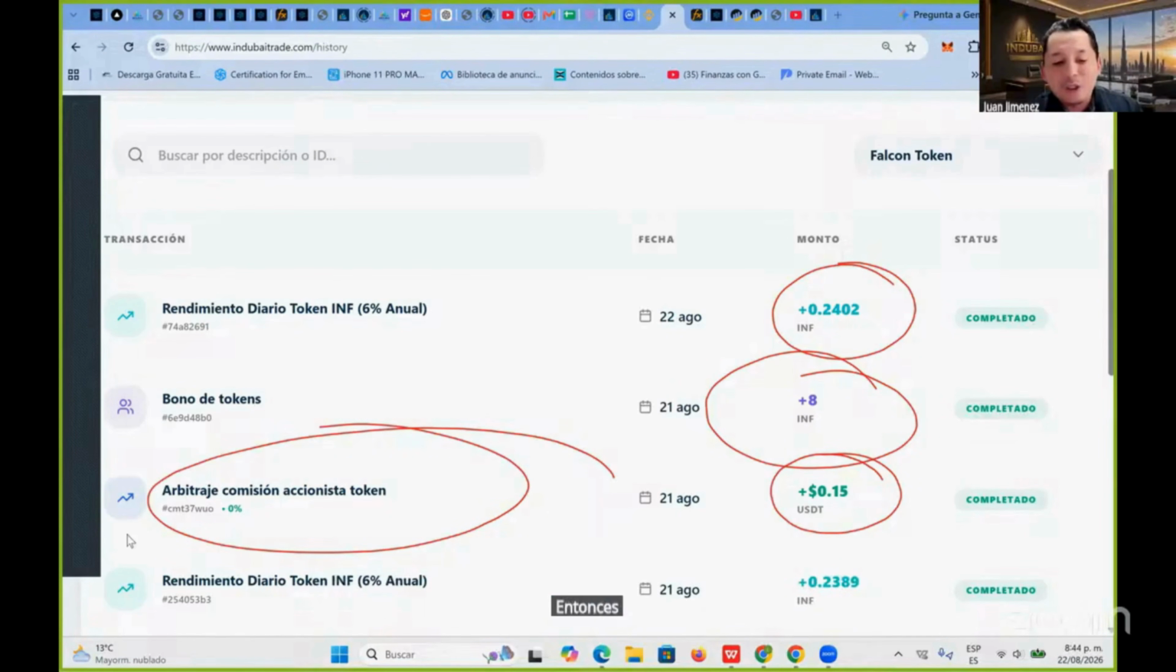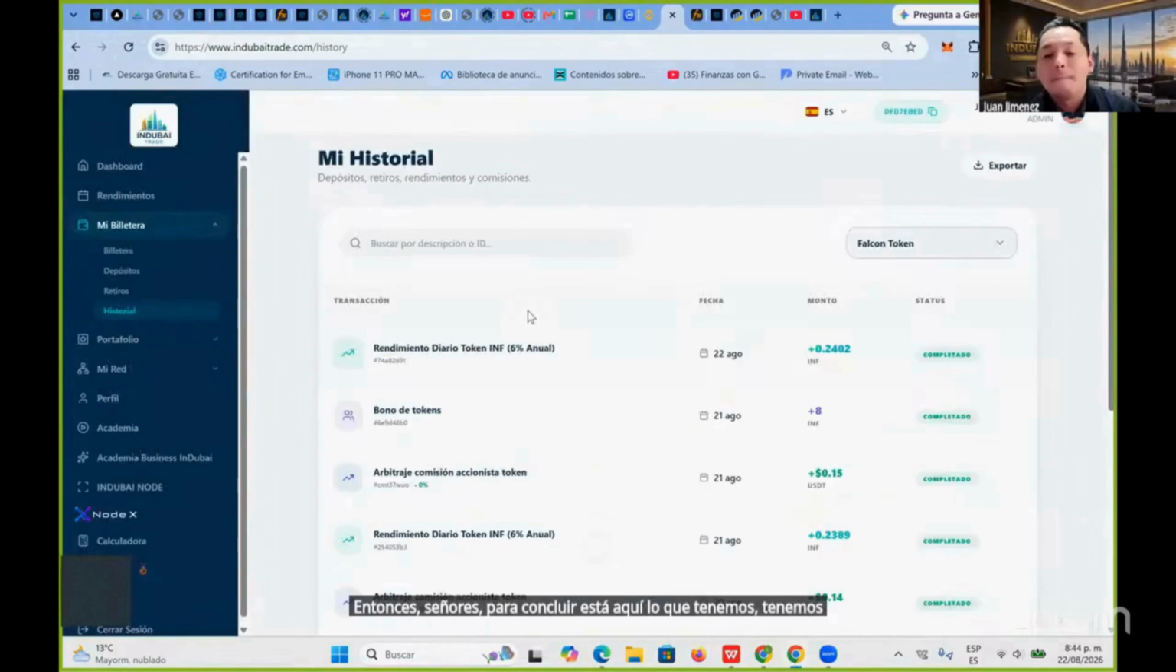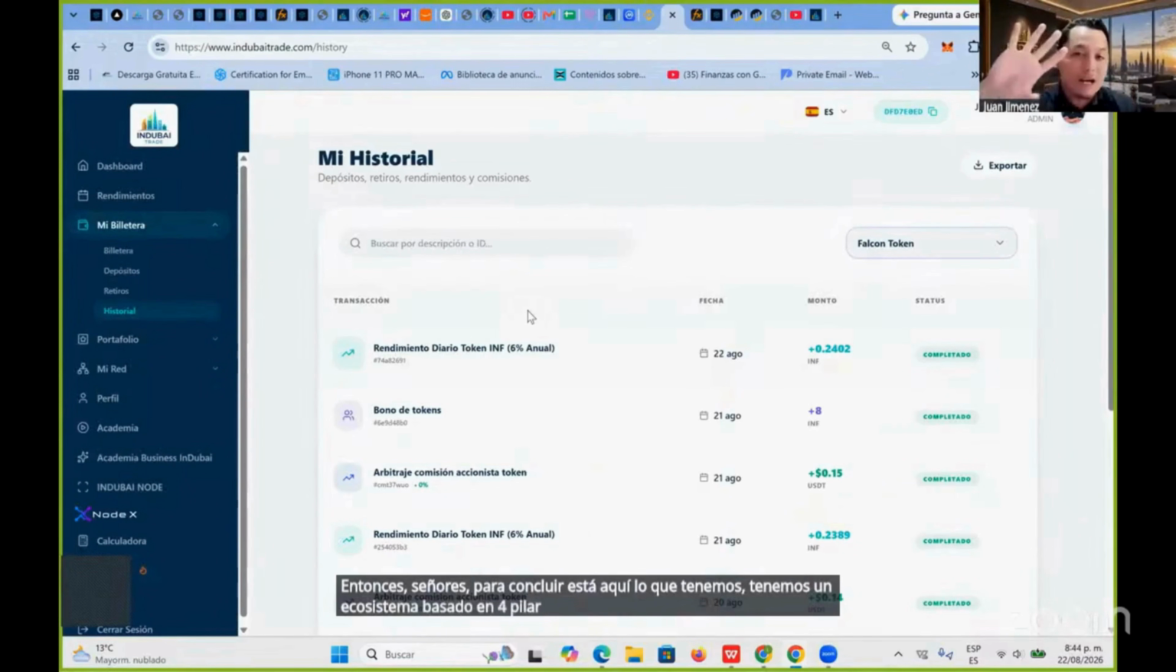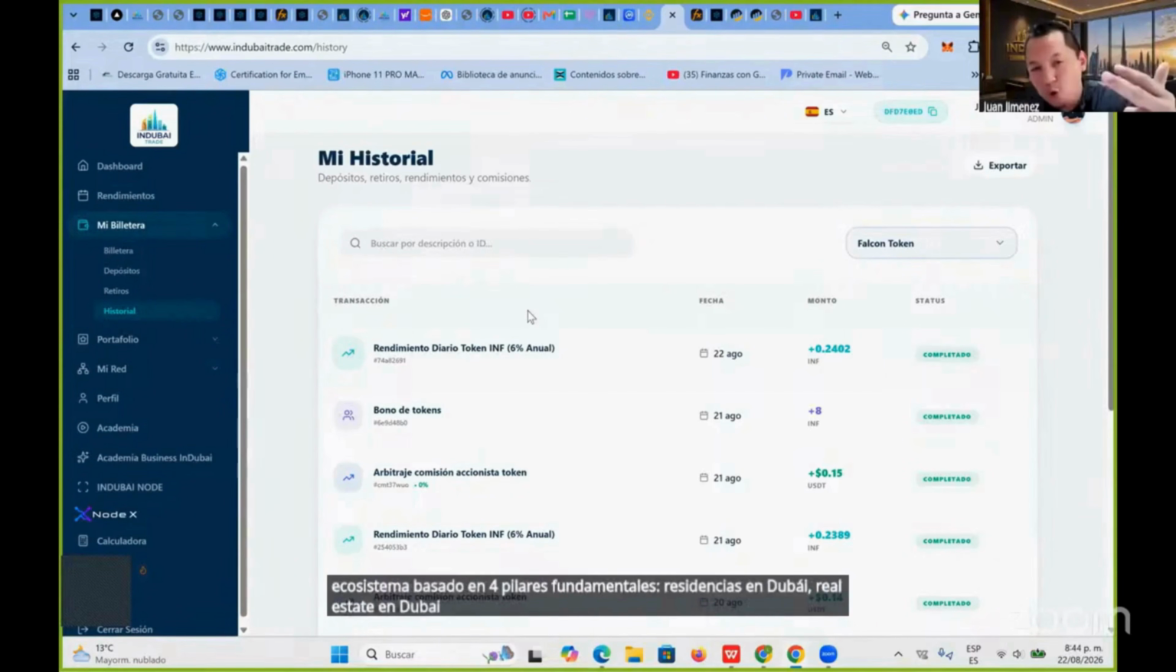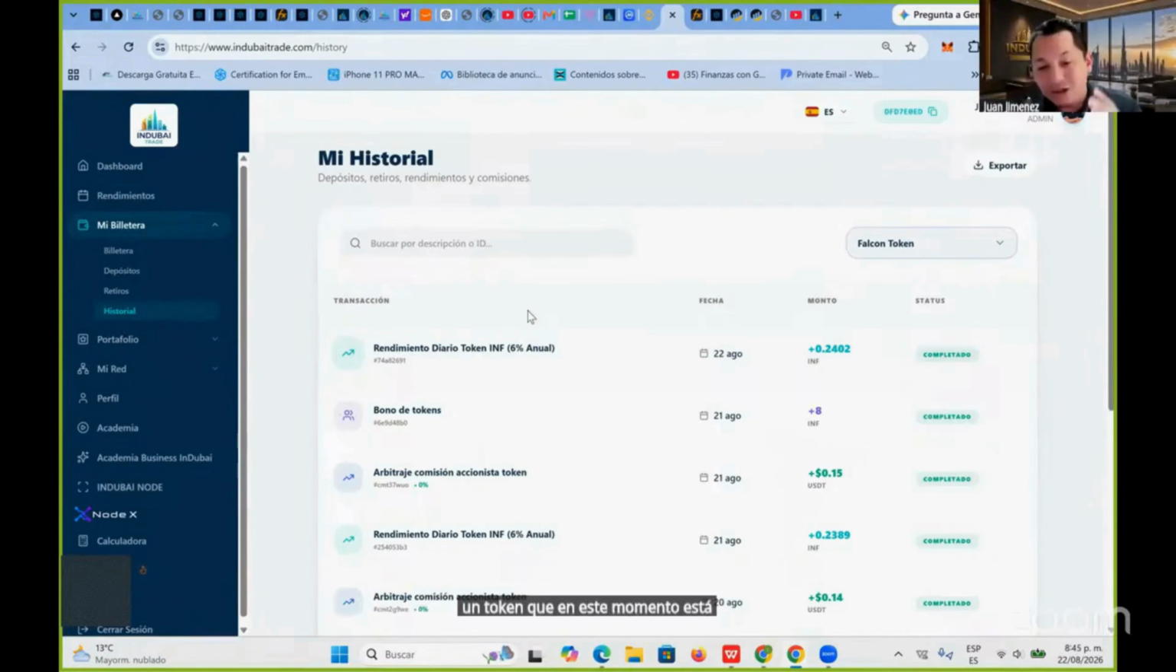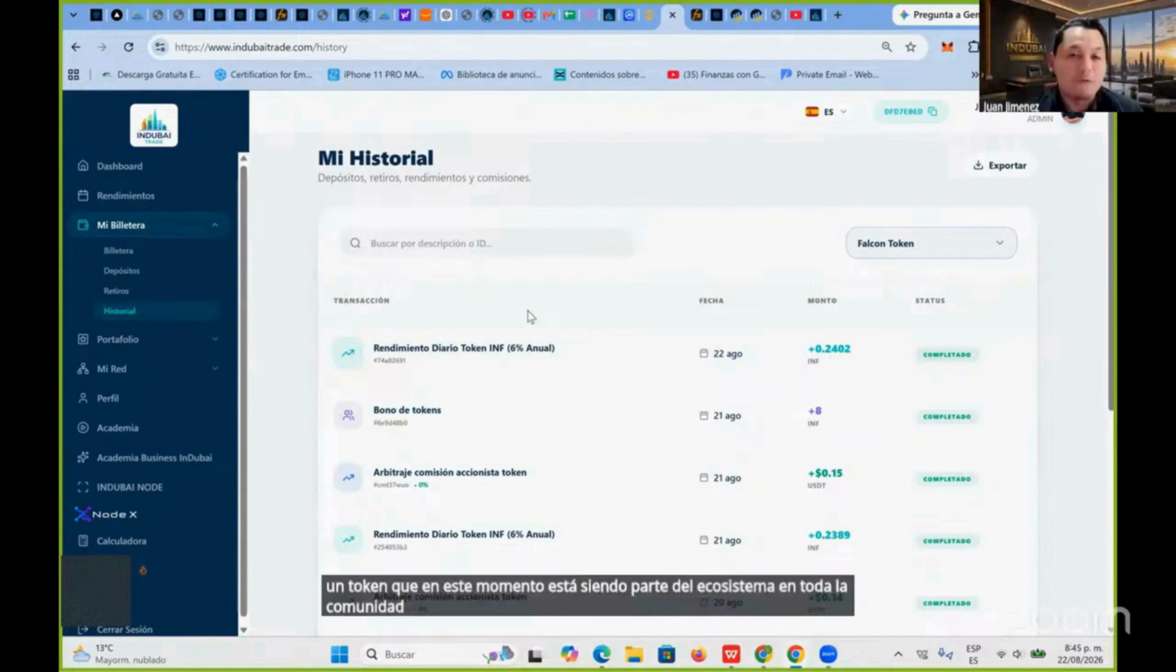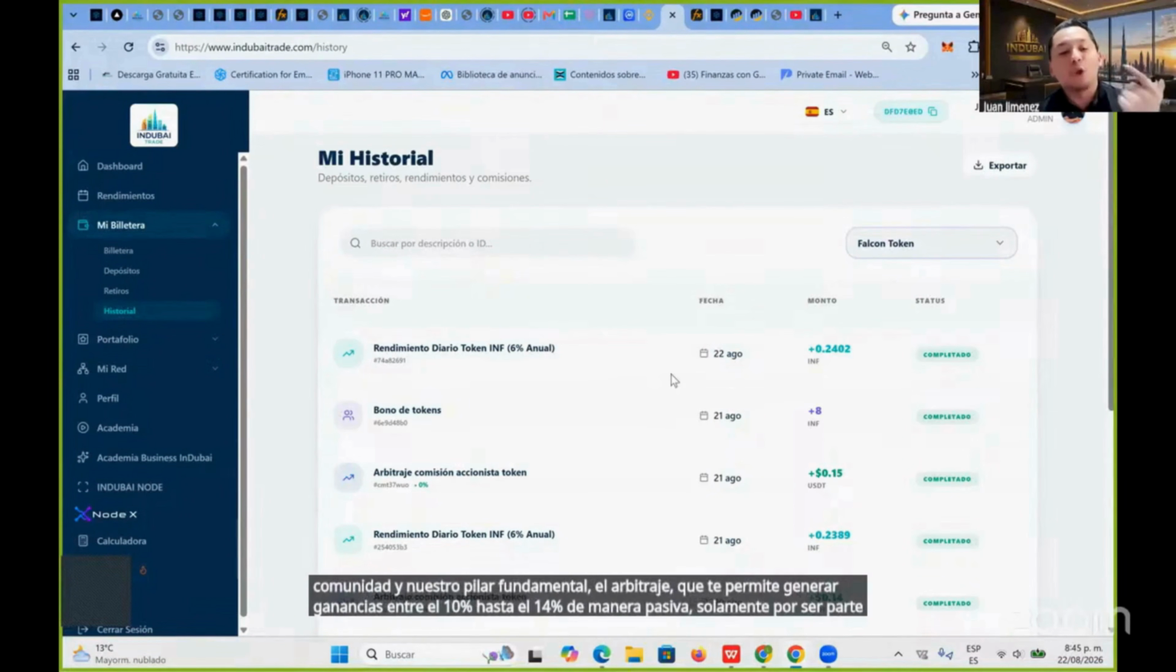So, ladies and gentlemen, to conclude, this is what we have so far. We have an ecosystem based on 4 fundamental pillars: residences in Dubai, real estate in Dubai, a token that is currently part of the ecosystem for the entire community, and our fundamental pillar, arbitrage, which allows you to generate profits of between 10% and 14% passively just by being part of our computing nodes.